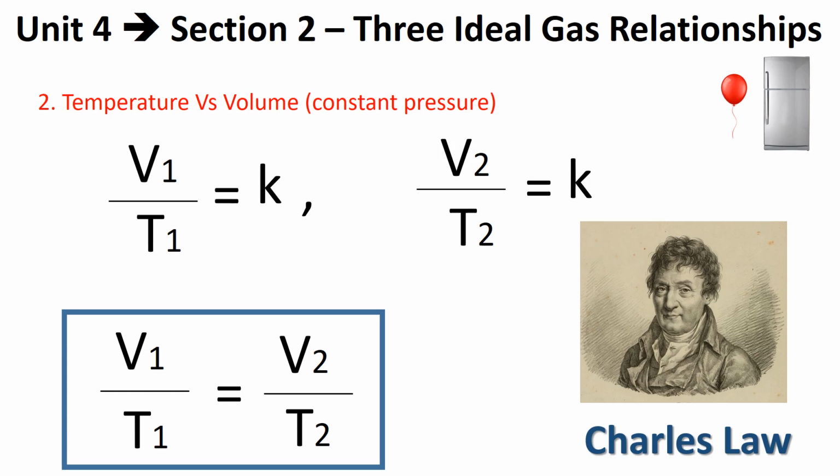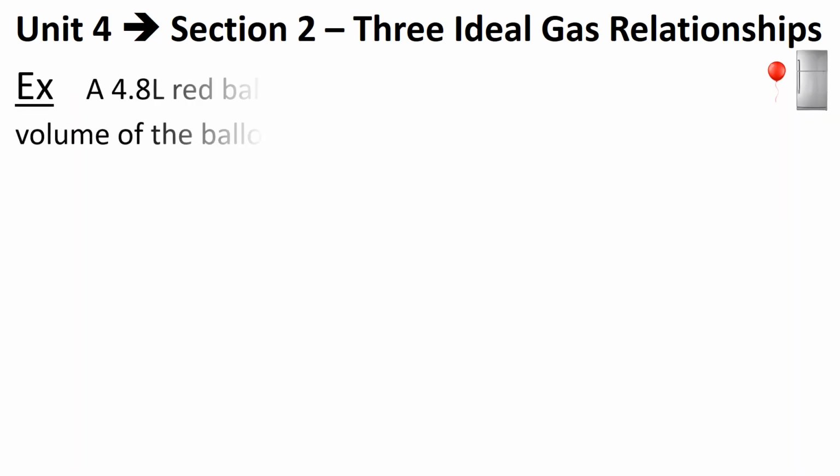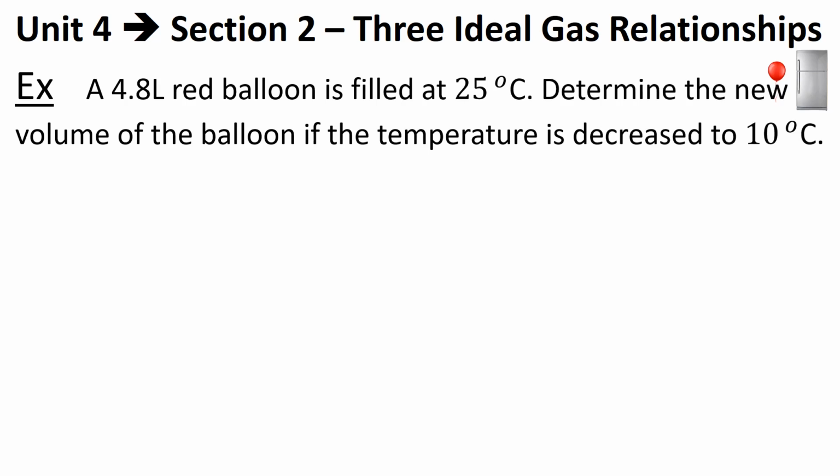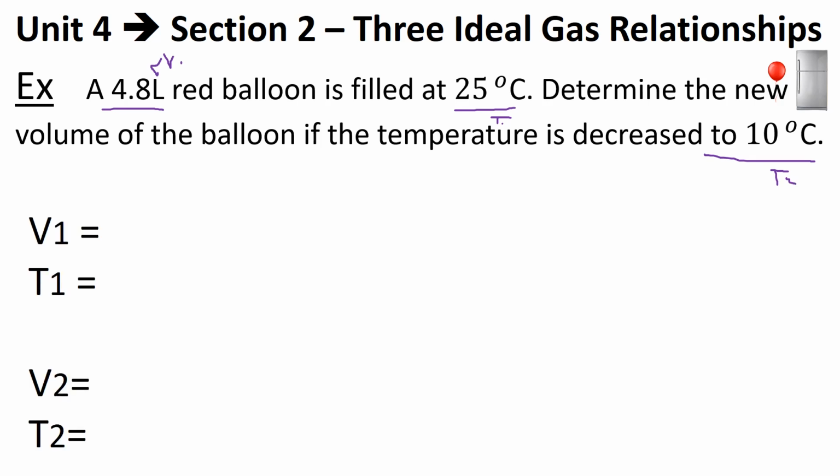So let's apply this gas law now in an example. All right, a 4.8 liter red balloon, so that's going to be a volume, liters is volume, is filled at 25 degrees Celsius. Celsius is a temperature. So we've got a V1 and a T1 here. Let's make sure we keep these together. And let's determine the new volume of the balloon as we are decreasing to 10 degrees Celsius. So there's our T2. So we have our numbers. Our V1, T1, let's start filling them in. 4.8, 25, unknown, and 10.